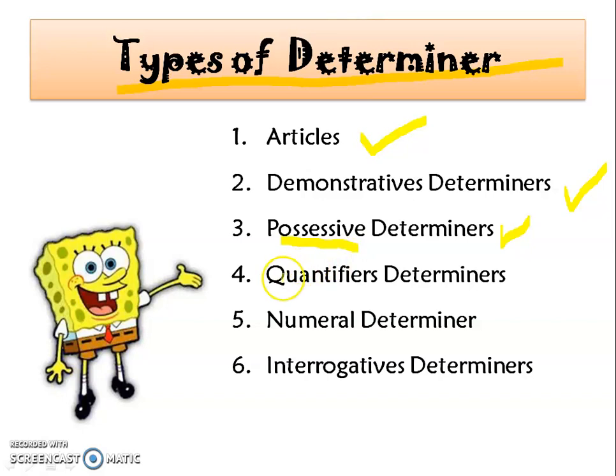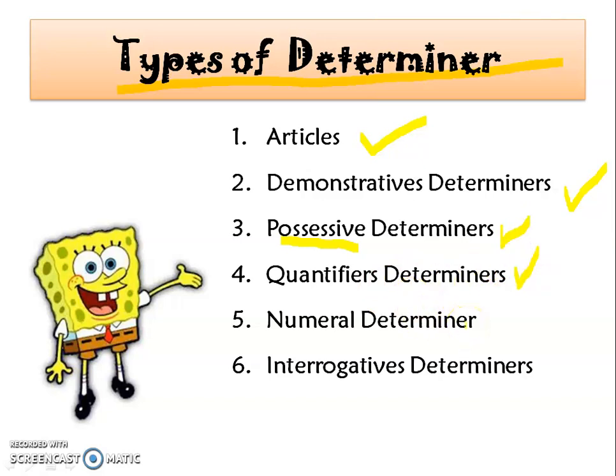Now the next one is quantifier. Quantifier means it mentions some quantity or something like that, right? So for example, a few, a little, then much, more, several, or many. So these are the quantifier determiners.